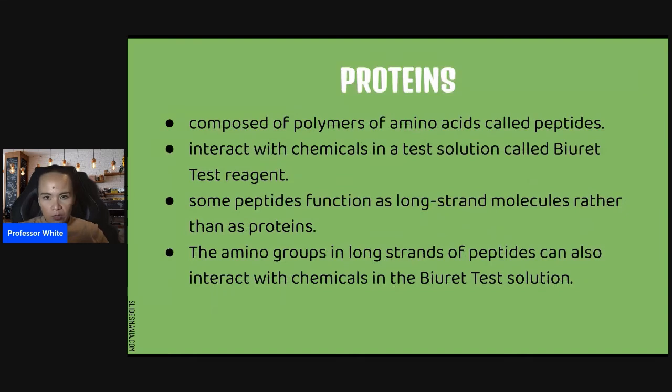Now, the next one is your proteins. Your proteins are composed of polymers of amino acids called peptides. There can be many amino functional groups in proteins, and these groups interact with chemicals in a test solution called Biuret test reagent. Note that some peptides function as long strands of molecules rather than proteins, and these amino acids and long strands can also interact with the Biuret test solution.